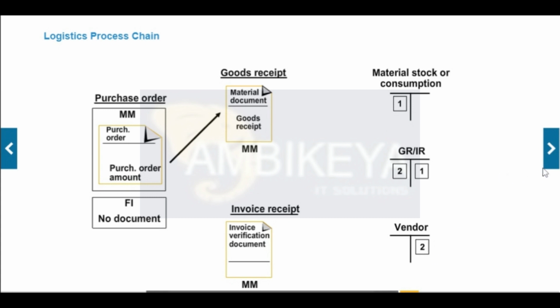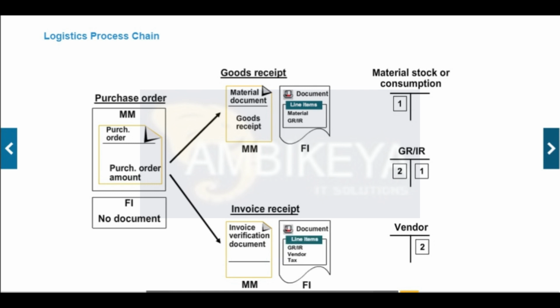At the same time, create a document in FI that posts the value of the goods to the merchandise account as a debit and the goods receipt or invoice receipt, or GRIR, clearing account as a credit in the general ledger. Invoice verification. Post a vendor invoice in MM using invoice verification. This automatically generates a document in FI. The accounting document contains the invoice amount that gets posted to the GRIR account, that is debit, and the vendor account, that is credit.